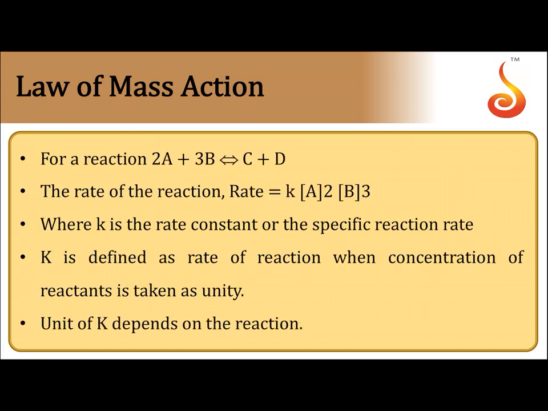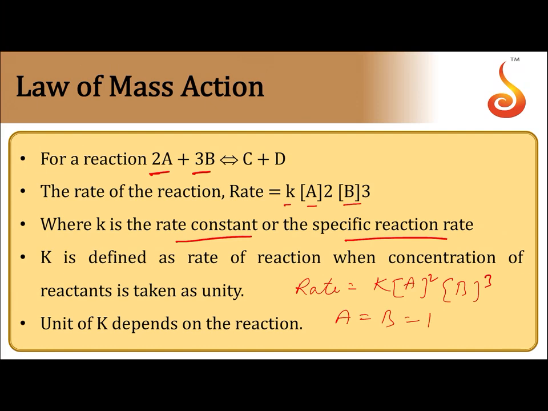Now, for a reaction 2A plus 3B giving rise to C plus D, according to the law of mass action, the rate can be given as K into [A] square into [B] cube. These two are the coefficients here, where K is the rate constant or specific rate of reaction. Let us take rate equal to rate constant into [A] square into [B] cube. Suppose you take [A] equal to [B] equal to 1, then rate becomes equal to K itself.